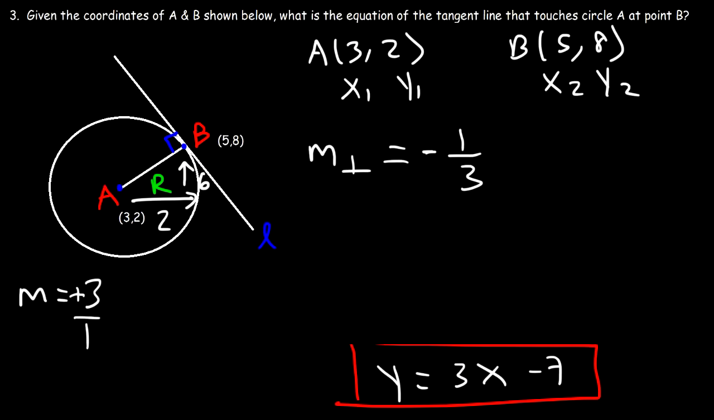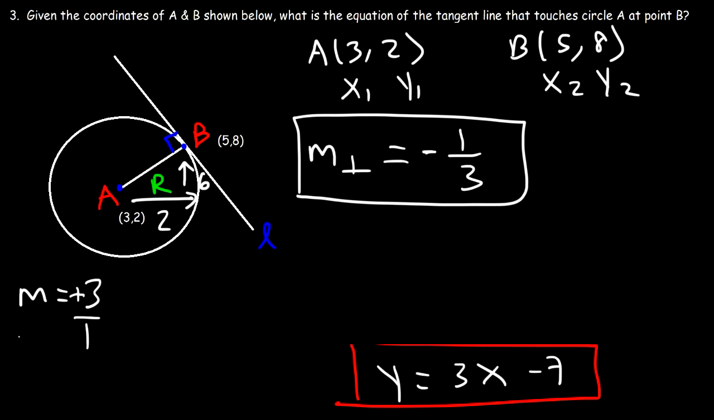Keep in mind, the slope of two parallel lines is the same. But for a perpendicular line, it's the negative reciprocal of the first line. So this is the slope of the tangent line. So how can we write an equation given the slope and a point? We can't use this point because A is not on a tangent line. We have to use point B. That's on a tangent line.